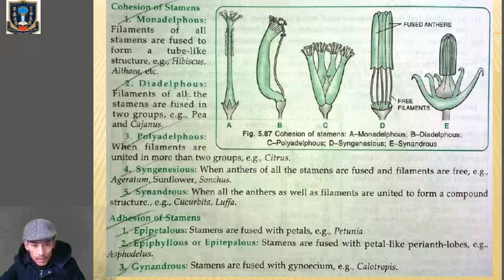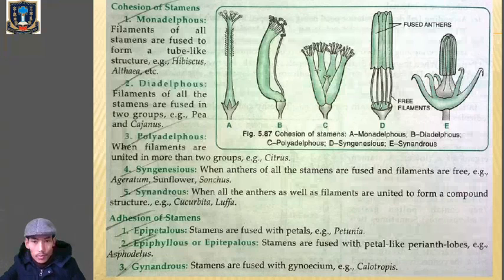But in diadelphous, you can see here filaments of all the stamens are fused in two groups. So here you can see the filaments have been fused in two groups, first group and second group. Here you can see the filament and the anther part. So here the filaments have been fused in how many groups? Into two groups, which you will find in pea and in case of Cajanus.